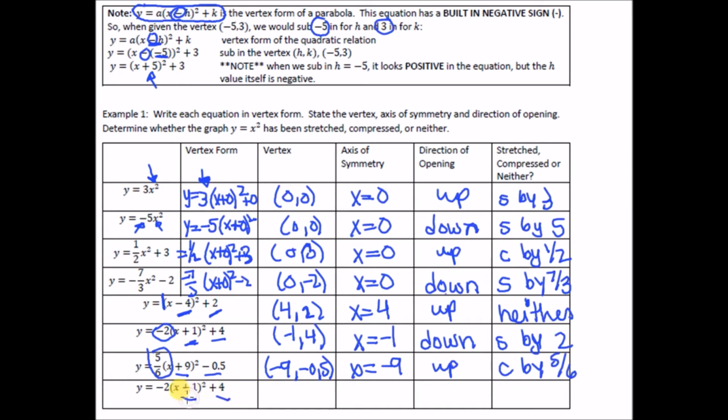Okay, last one, vertex is -1, 4. Then the axis of symmetry is x equals -1, this is going to open down, and there's a stretch by 2 because that leading coefficient is both negative and the number 2.